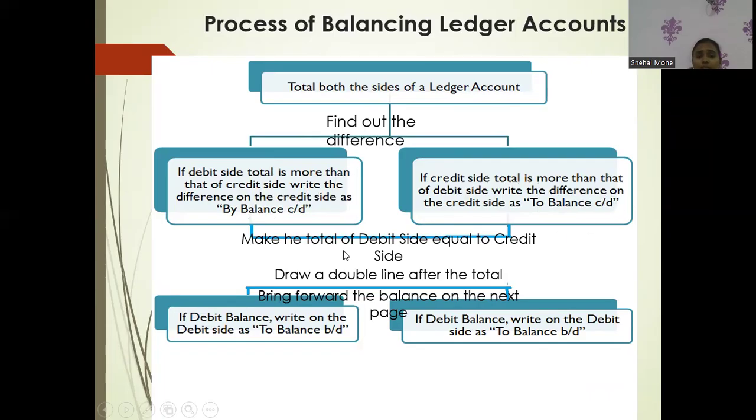Make the total of the debit side equal to the credit side. Draw a double line after the total. Bring forward the balance to the next page. If it is a debit balance, write it down on the debit side as balance brought down.